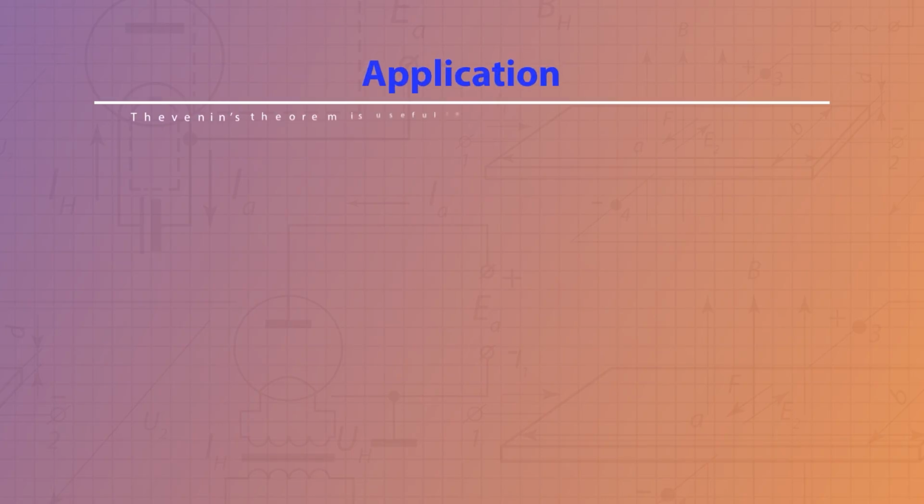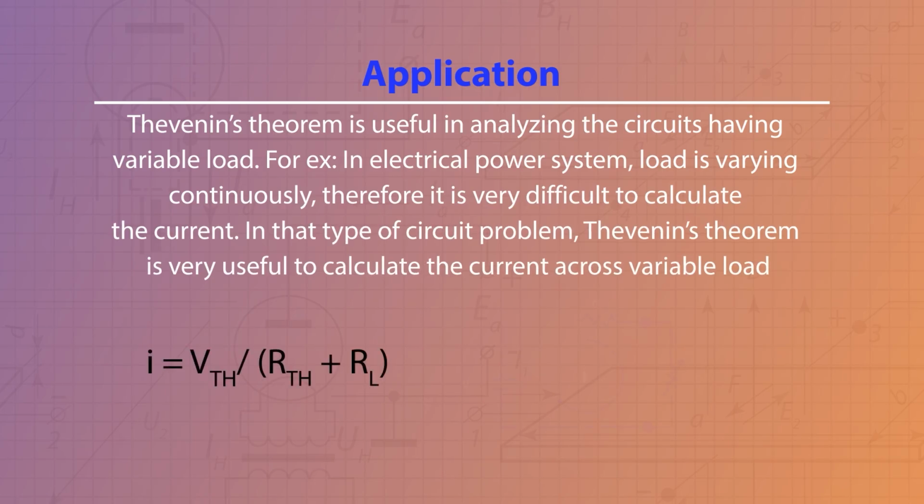Now we have to understand the application of the Thevenin theorem. The Thevenin theorem is useful in analyzing circuits having a variable load. For example, in an electrical power system, the load is varying continuously. Therefore, it is very difficult to calculate the current. In that type of circuit problem, the Thevenin theorem is very useful to calculate the current across a variable load.